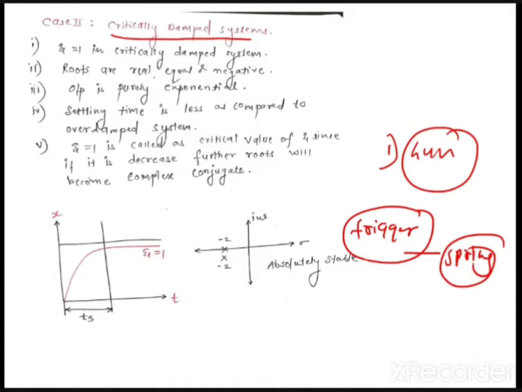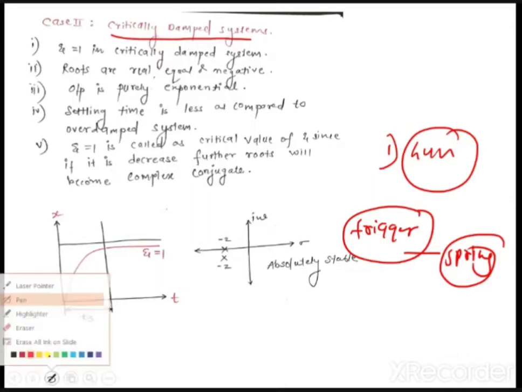So that is why you have to use the critically damped system. Once you fire the bullet by using the trigger, what would have happened? It would have reached fast to its original position, so you can fire another bullet. So that is why this critical damping system is very important.